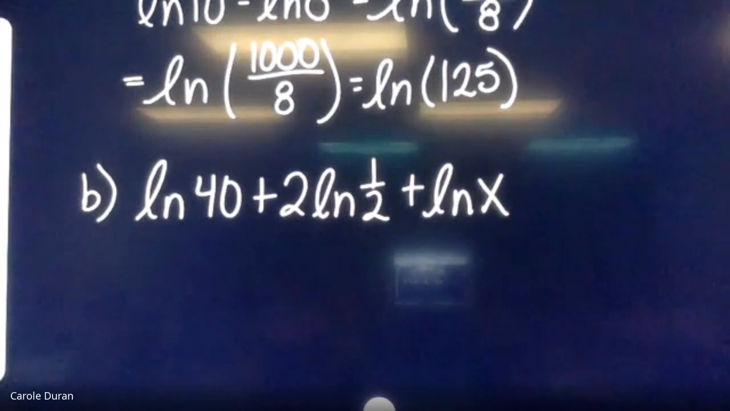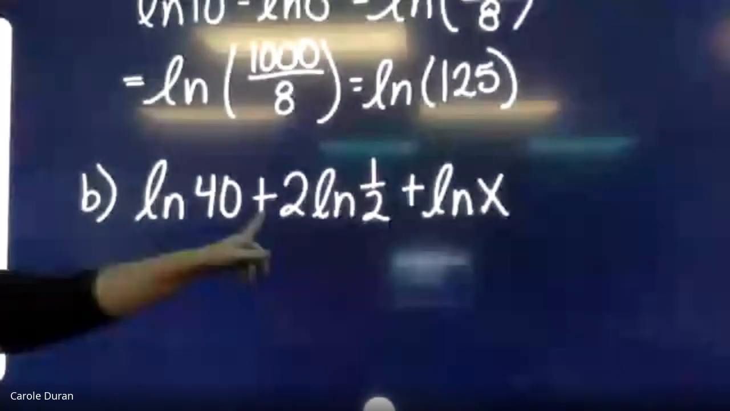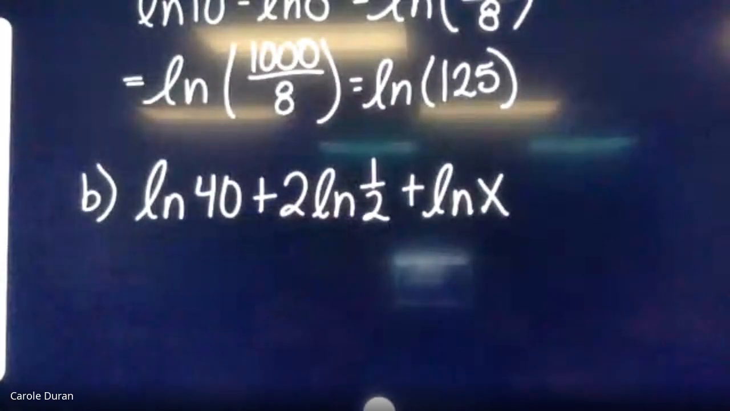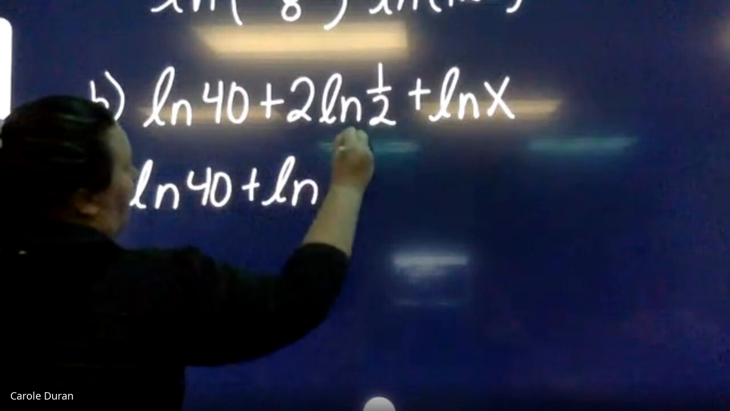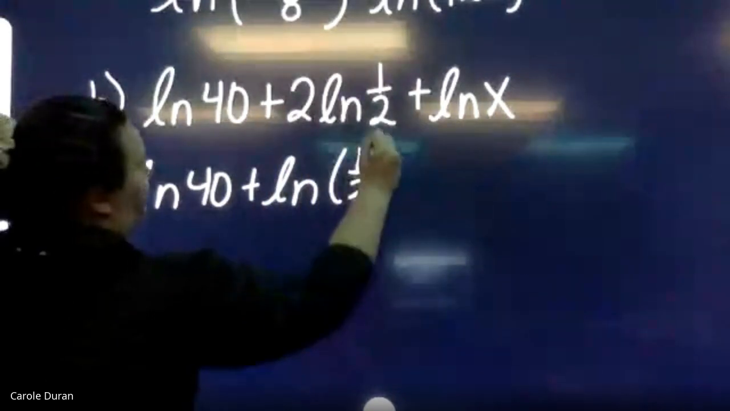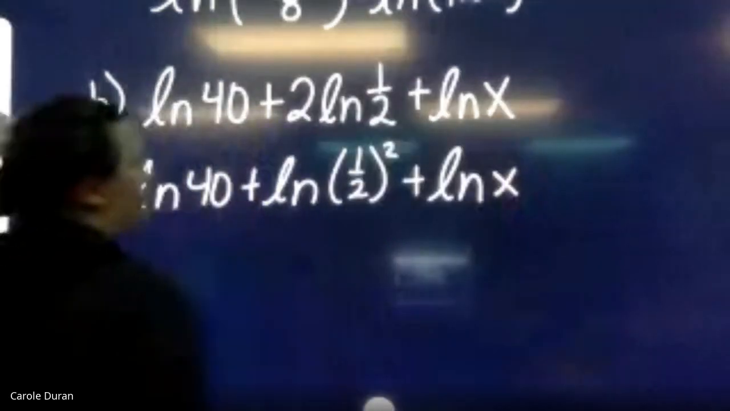If you feel comfortable, you're more than welcome to work through this on your own. However, I will go through it a little bit slower in case anybody is confused. So the first thing I notice on this one, because I'm condensing, is any number in front of my natural log becomes an exponent on the value inside of my natural log. This 2 is going to become an exponent on the 1/2. So then this becomes natural log of 40 plus natural log of 1/2 squared plus natural log of x.